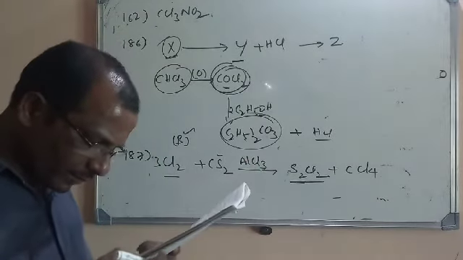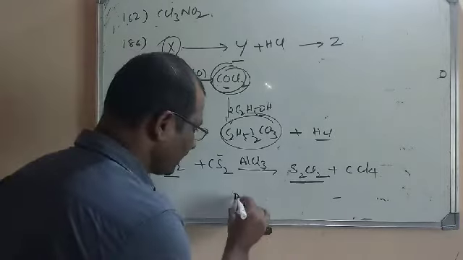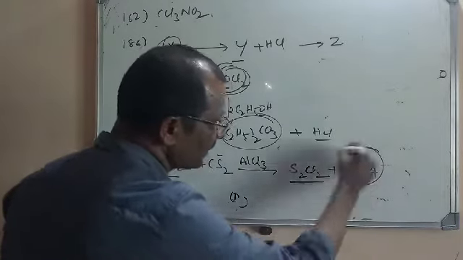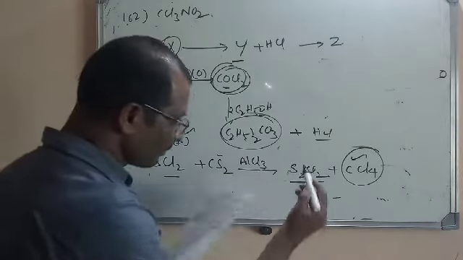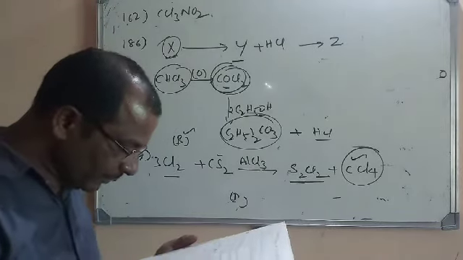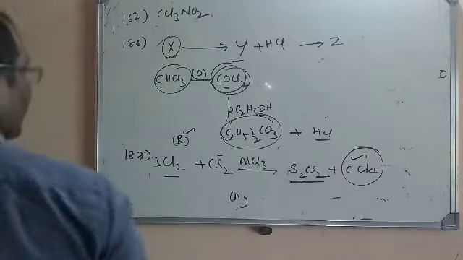Let us check the options. The right option is D. Yes, carbon tetrachloride will be formed as the product. S2Cl2 will also form, but in the options CCl4 will be the right option. Now let us go for the next question.